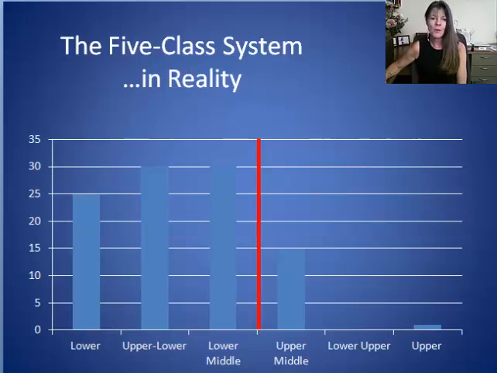So given what we know about the normal distribution of ability and motivation, should they determine social class, we would see on each side of the red line an equal percentage of people and the same number of social classes. So clearly something else besides ability and motivation is really at play more significantly.